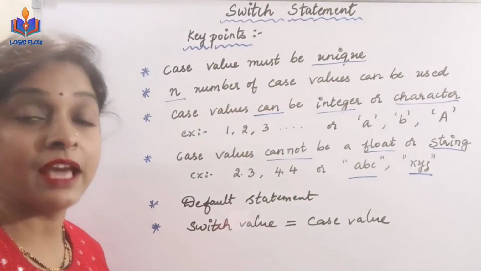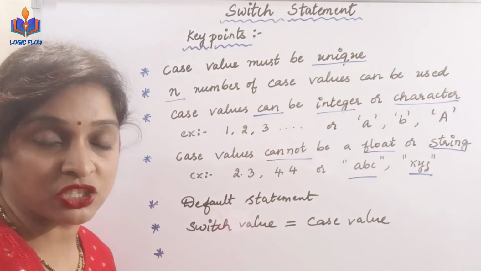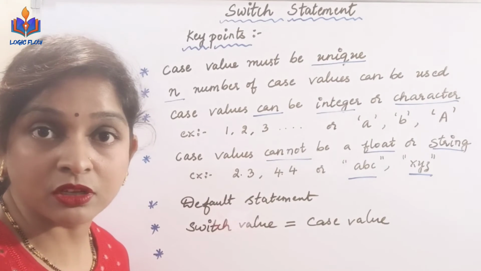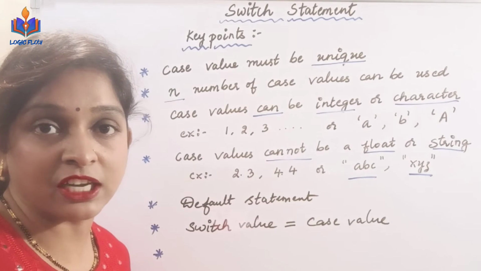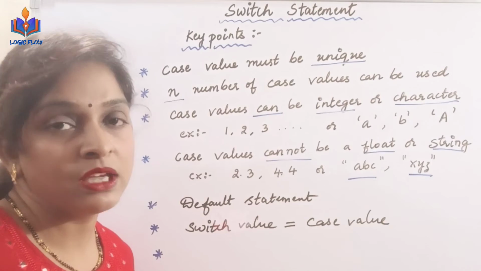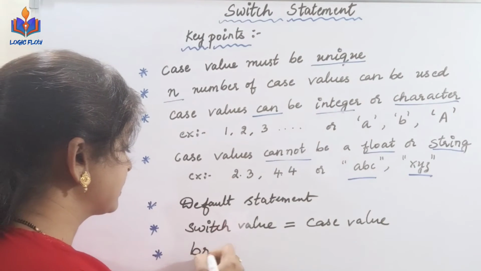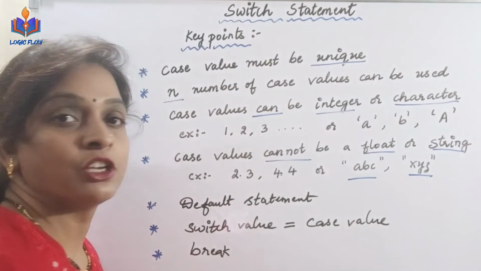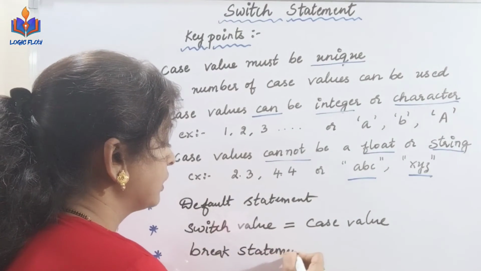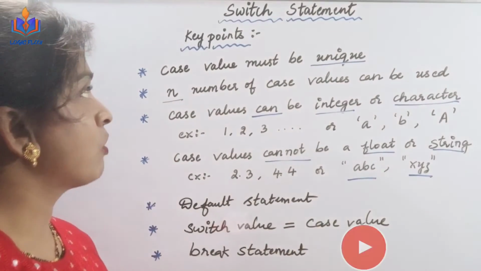And there should be a break statement to cause a termination. If there is no break, then all the cases get executed. That should not happen here. Of course, it's a multi-branching statement. Whichever value gets matched, only that statement I need to execute. So here, the break statement is mandatory. The break statement has to be used to terminate from the switch block. So this is all about the switch statement.